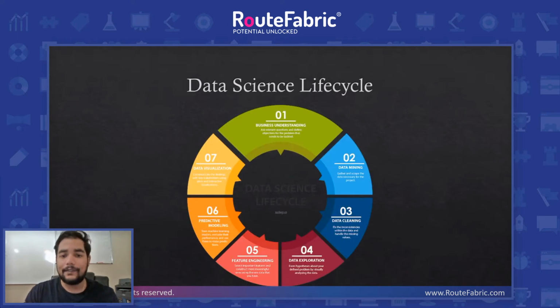The data science lifecycle can be split into 7 parts: business understanding, data mining, data cleaning, data exploration, feature engineering, predictive modeling, and data visualization.